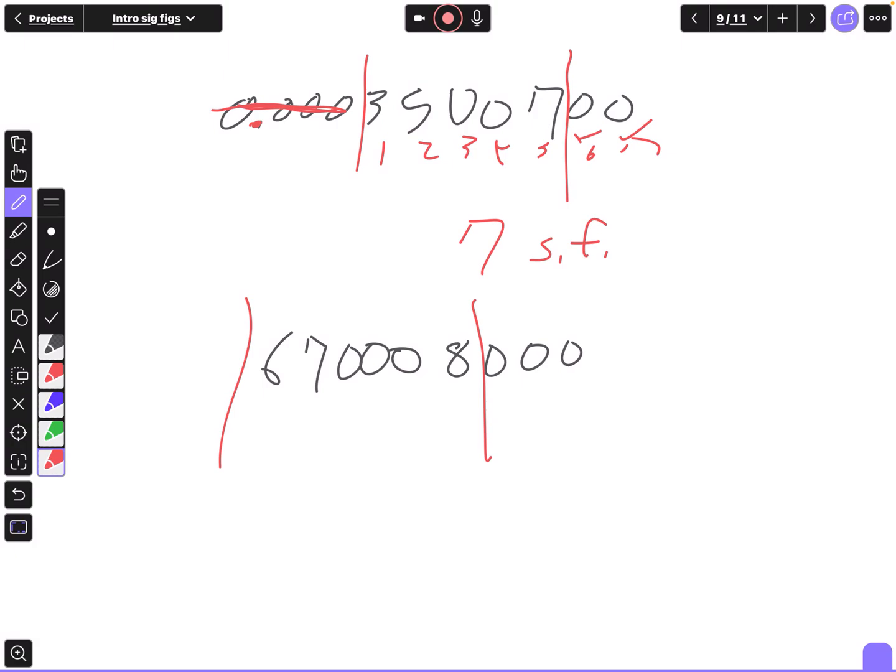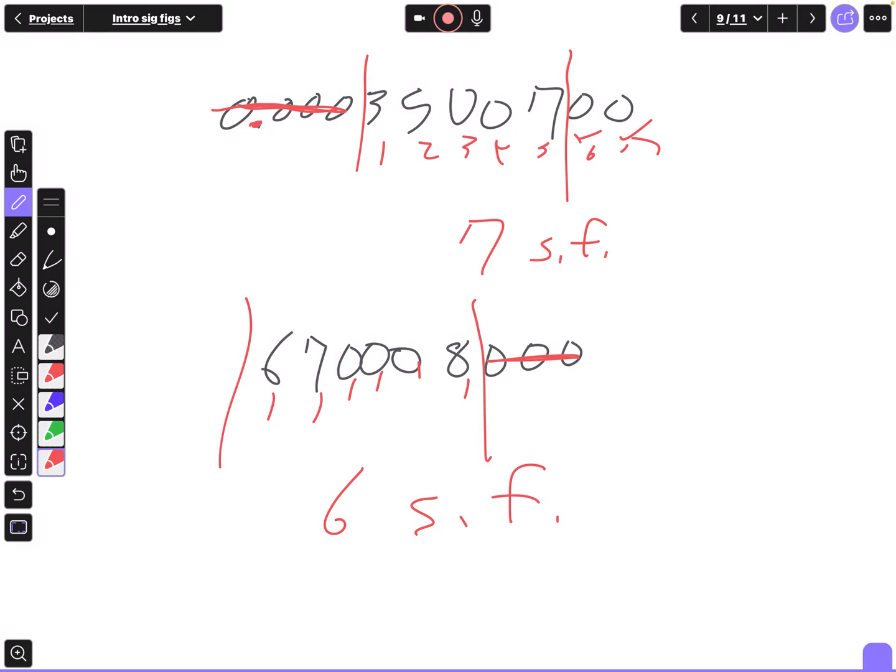Are they significant? Well, my rule says that the trailing zeros at the end are only significant if there's a decimal somewhere in there. There's no decimal, so these would not be considered significant. So I would just have 1, 2, 3, 4, 5, 6 significant figures for that number.